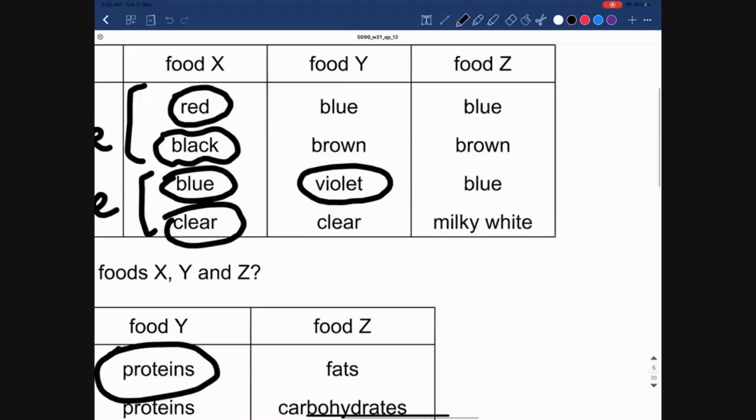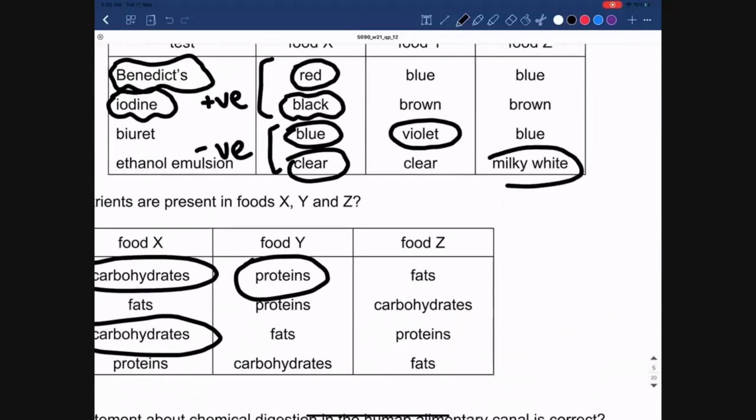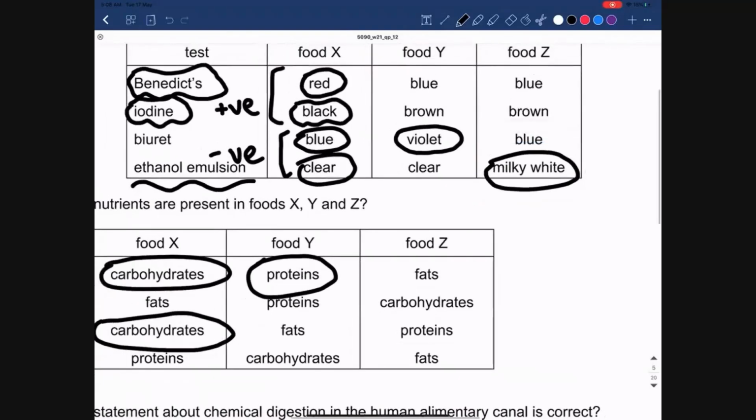What about food Z? Food Z shows a milky white emulsion with the ethanol immersion test. This means that fats are present in food Z.